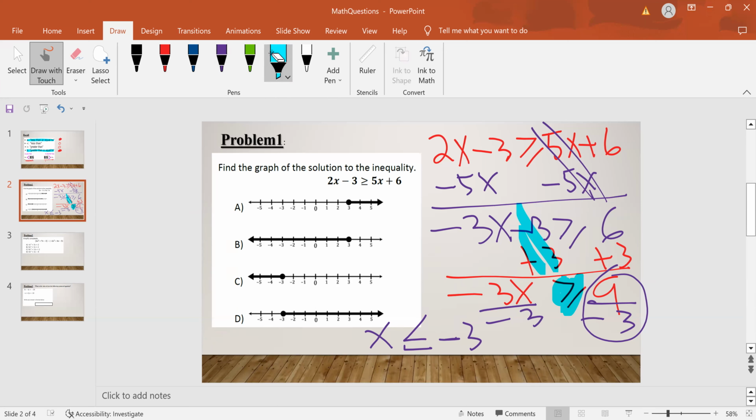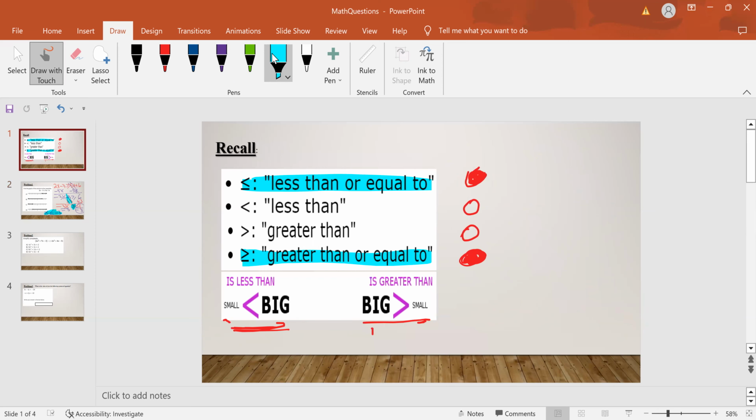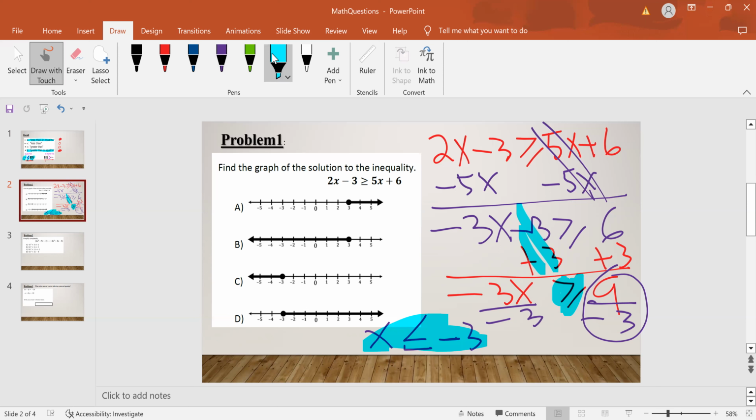So having this x is less than or equal to negative 3. Remember again, when we are using the less than symbol, we know that what we have on the left side is the smaller and what we have on the right side is the bigger. So this is telling you that the value we can choose for x will be smaller than negative 3.